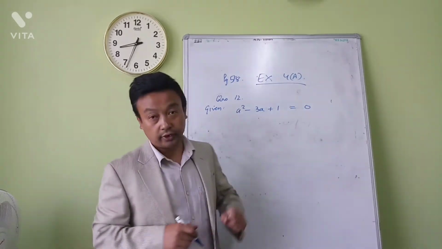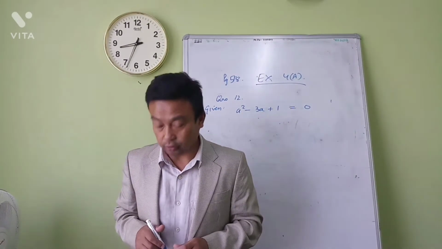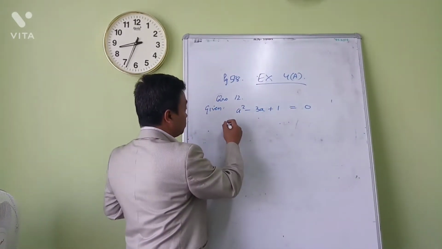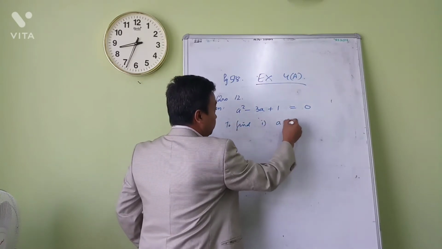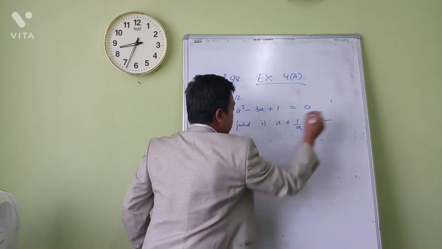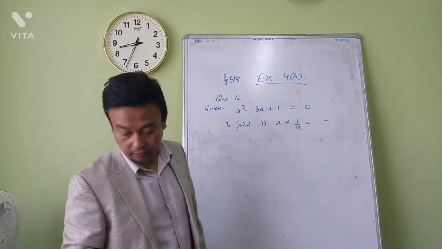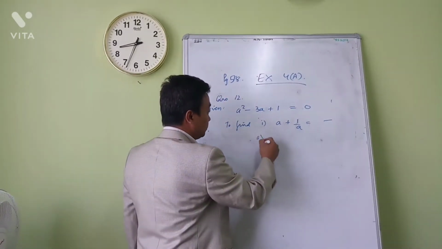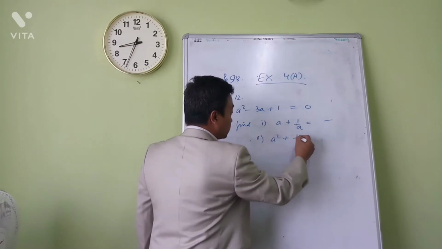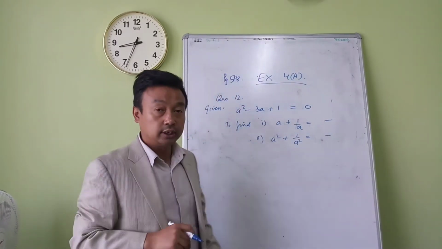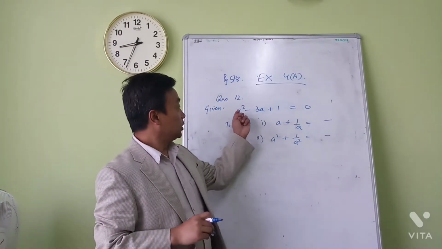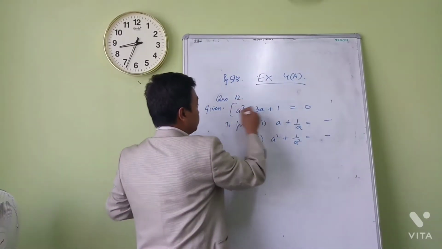That means the value of a is not 0. You have to find two things. Number one, you have to find a plus 1 by a. Alright, and number two, you have to find a square plus 1 by a square. So these are the two things that you have to find here. Look at the given. This is the given.